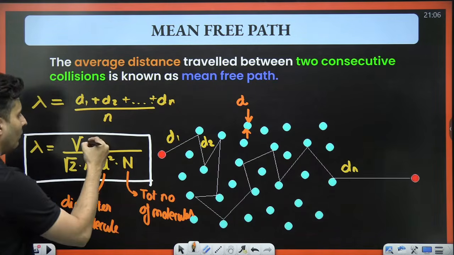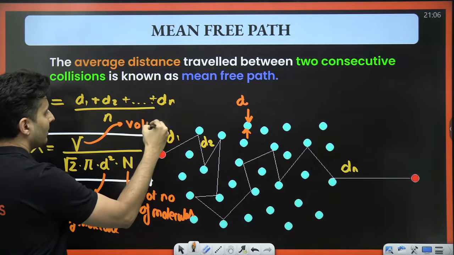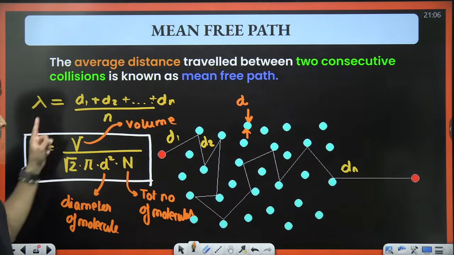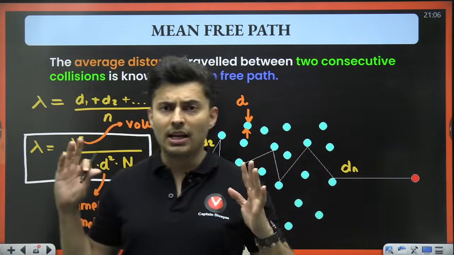V is obviously the volume of it. Root 2 and pi are constants. This is the mean free path formula.